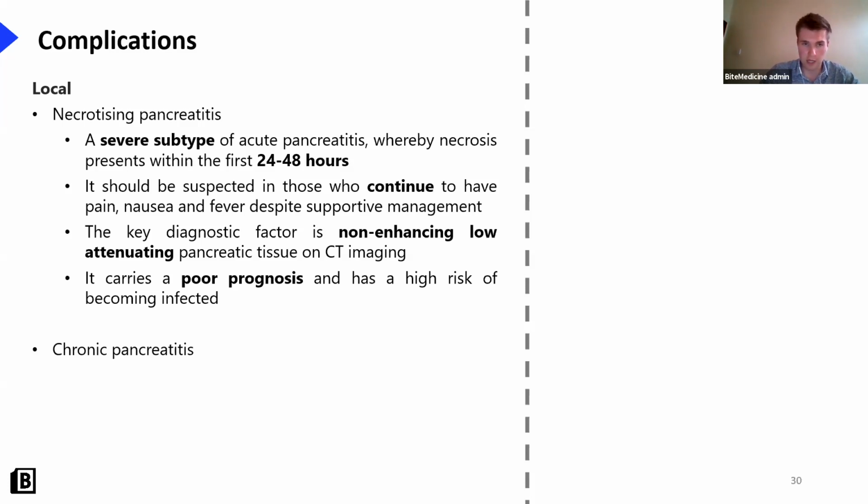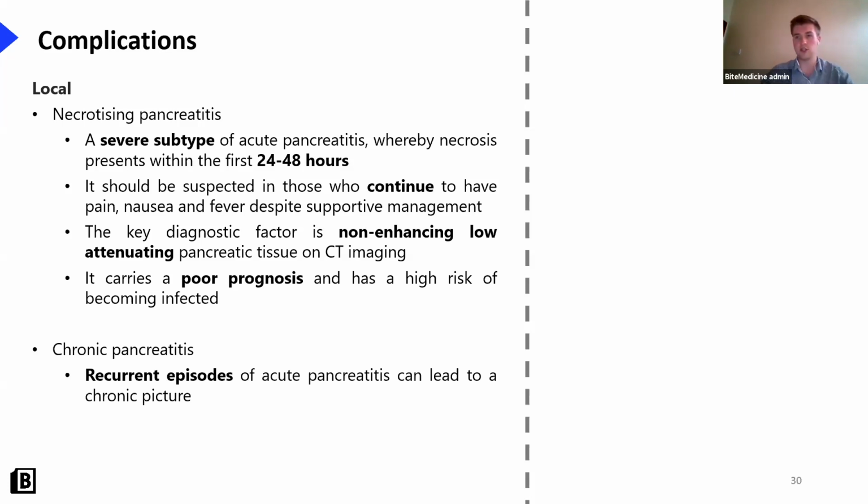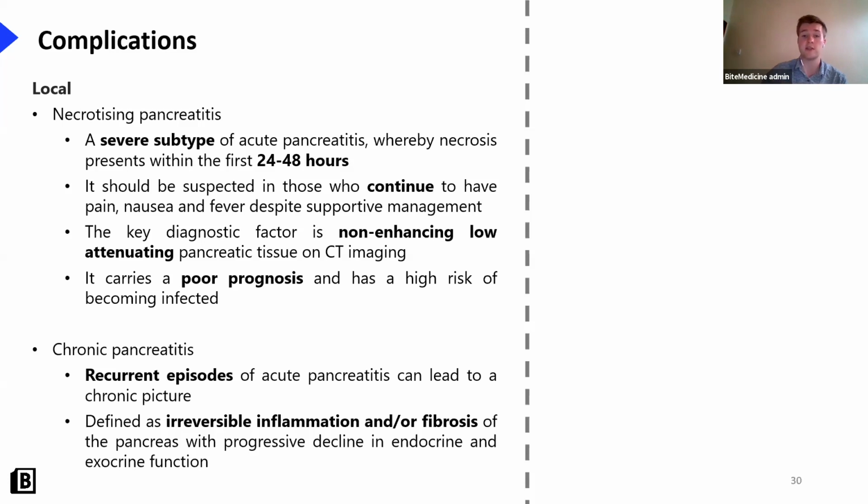If it was chronic pancreatitis, this is essentially recurrent episodes of acute pancreatitis leading to this chronic picture where your pancreas becomes knackered, defined as irreversible inflammation and/or fibrosis with a progressive decline in both the endocrine and the exocrine function.